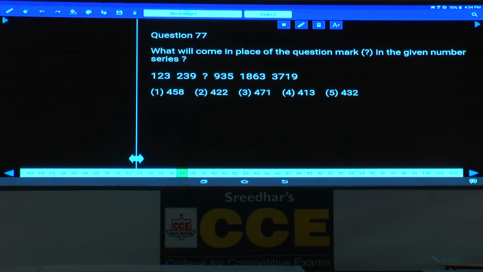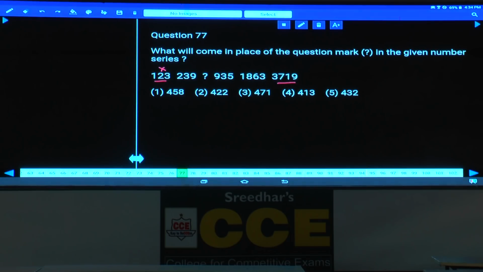Then question number 77. Now in this 77, it started with 123, now it is ending with 3000. The numbers are increasing at a very fast rate, hence it must be under product or combination. Now 123 and 239 cannot be related in the product, hence it must be under combination only. Then how to represent the data in the combination?